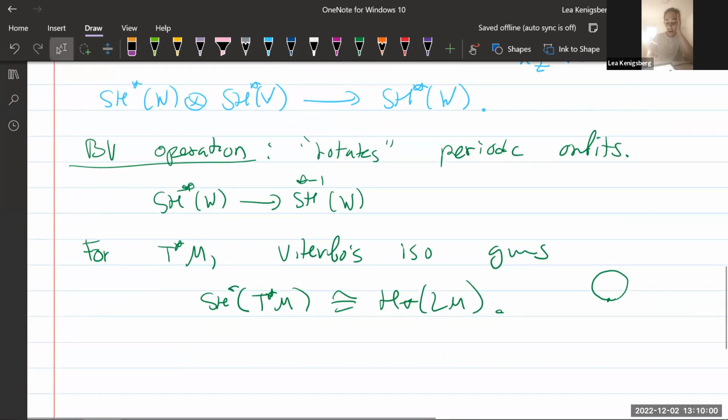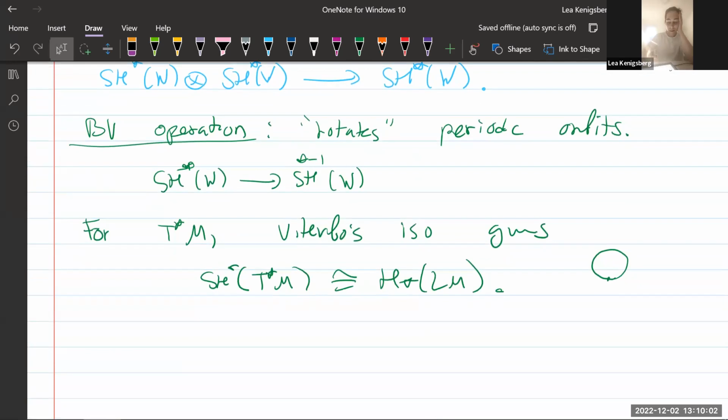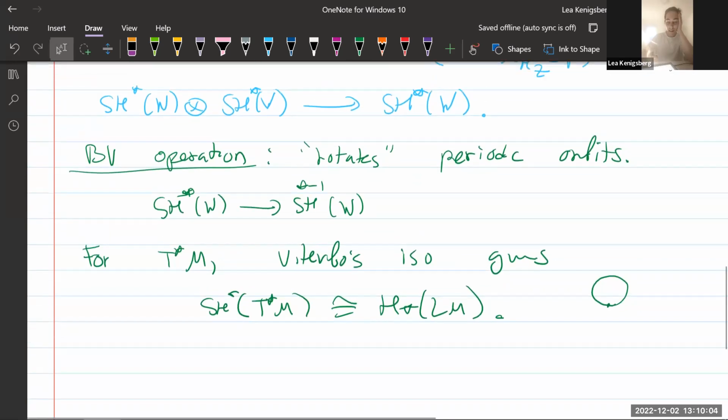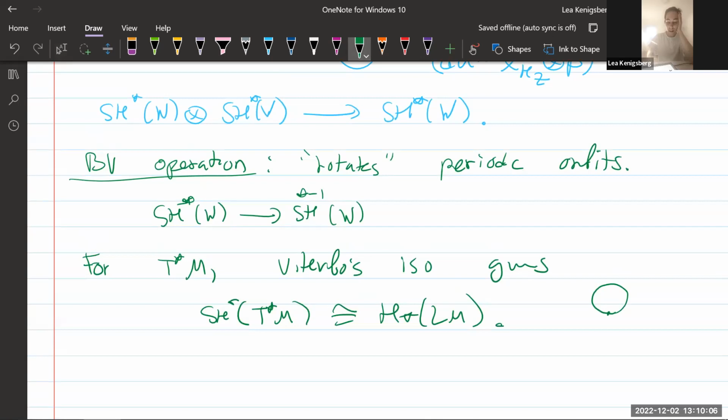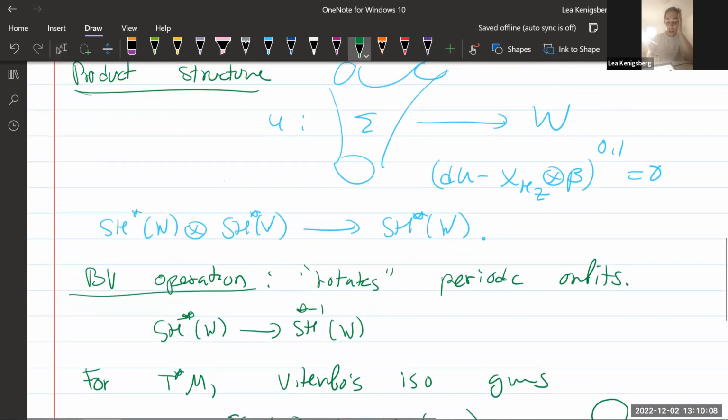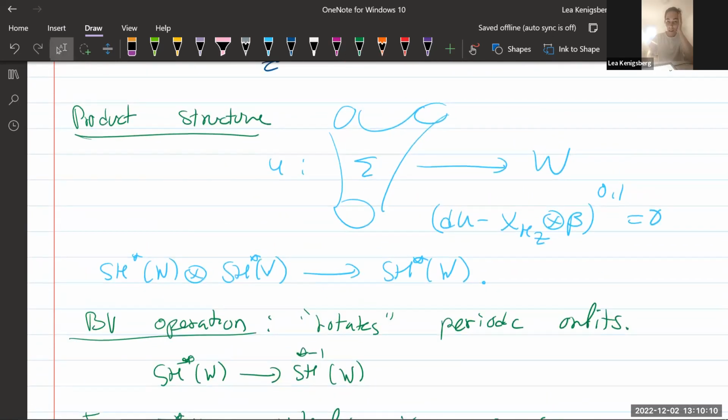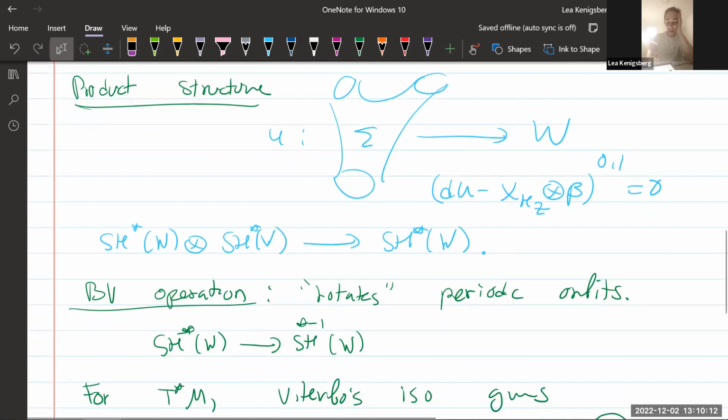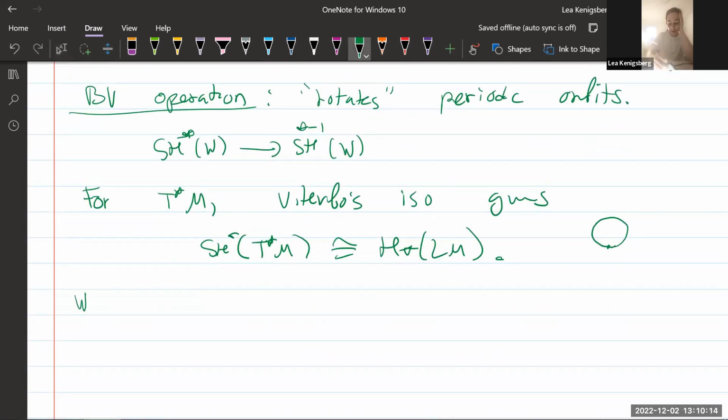Okay, so now maybe you saw the definition of the product, and you want to try to define some type of coproduct by just looking at the pair of pants upside down. So what about the coproduct?